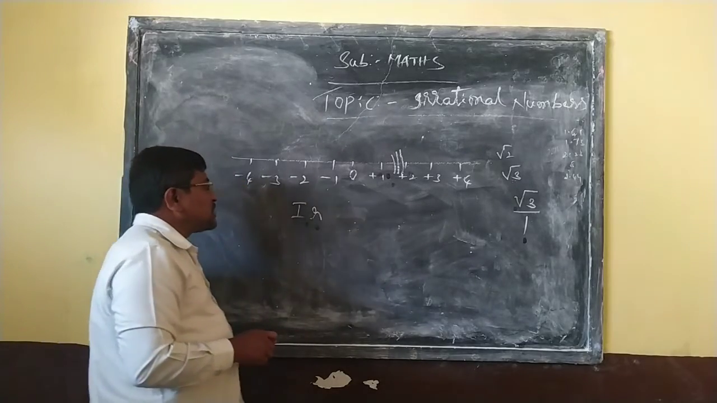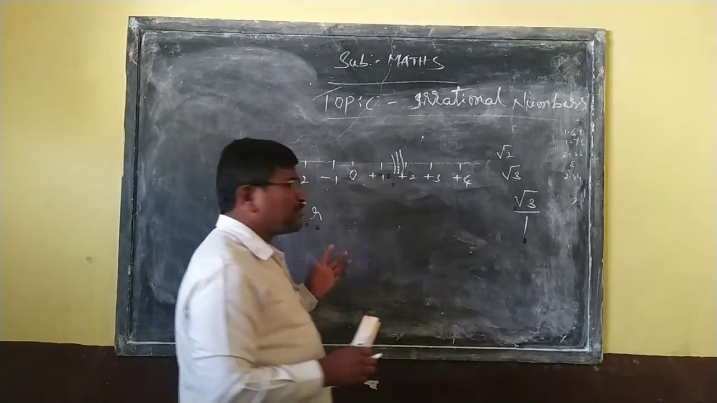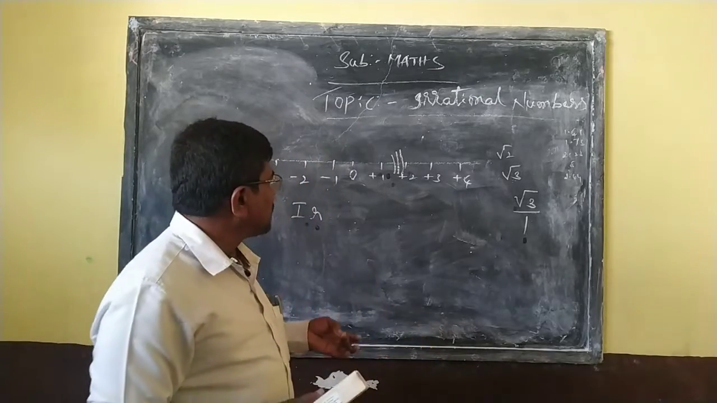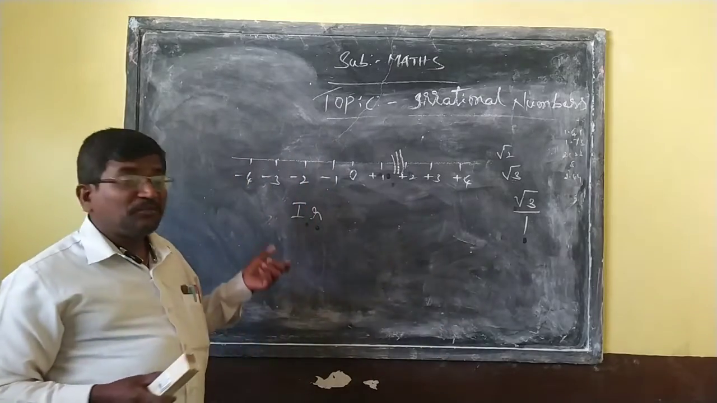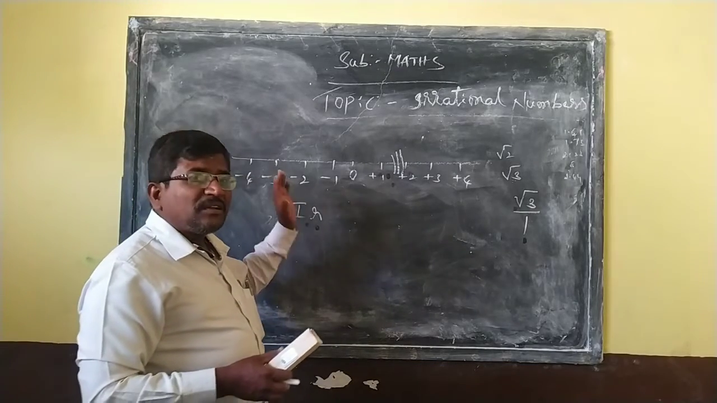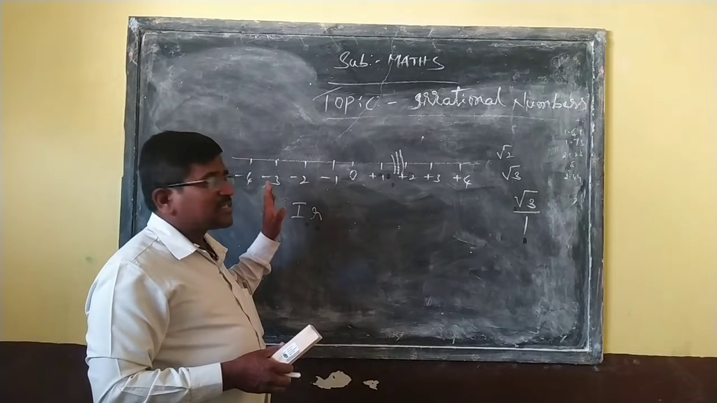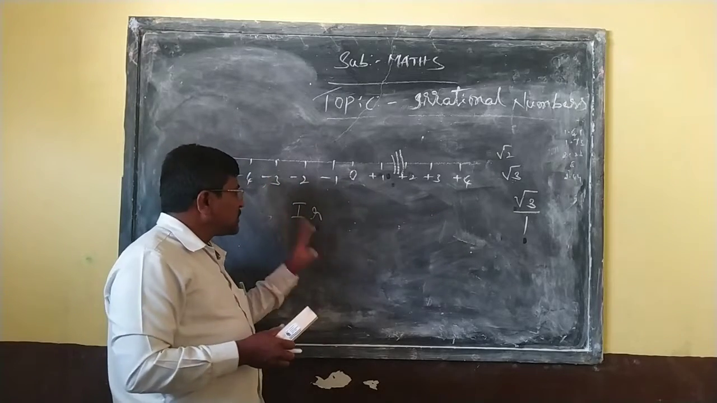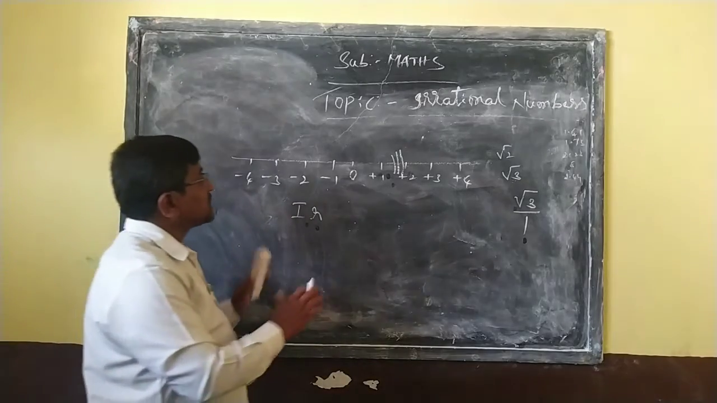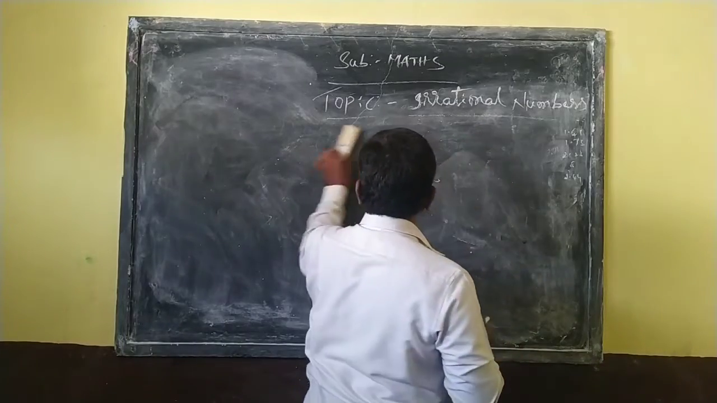Clear students? So properties, you know well: closure property, commutative property, associative property, identity property, inverse property, distributive property. All properties you are already familiar with, we learnt in rational numbers. Here also in irrational numbers the same properties come. But before going to that, first you should understand this, how, that is very important.